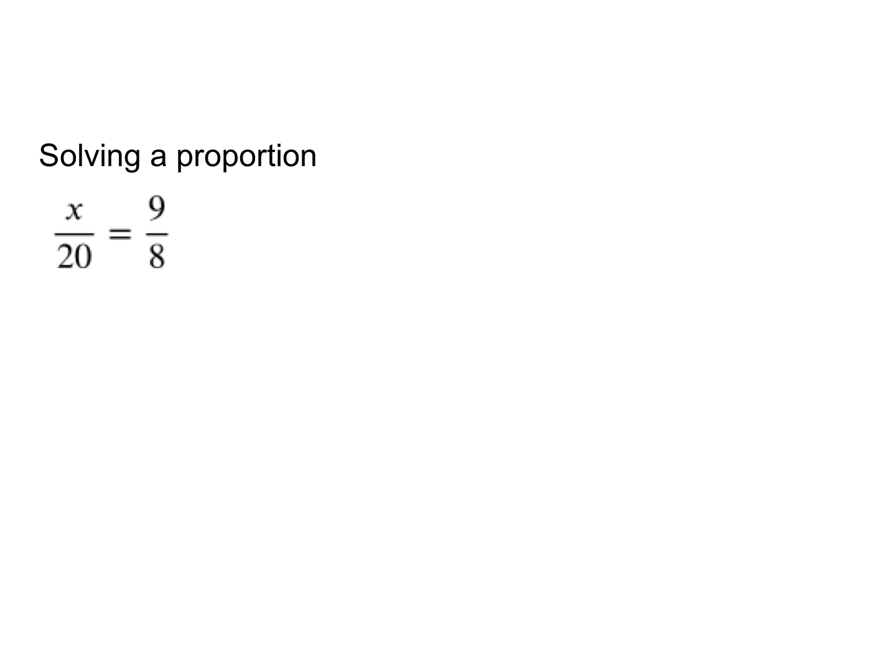We can use this idea of cross products to help us solve proportions. So here I have x over 20 equals 9 over 8. I am trying to figure out what x is, and I'm going to use this cross product idea to help me. So based on the cross products, I know that 20 times 9 is going to be equal to x times 8. So I'm going to write that out. I'm going to say 20 times 9 equals x times 8.